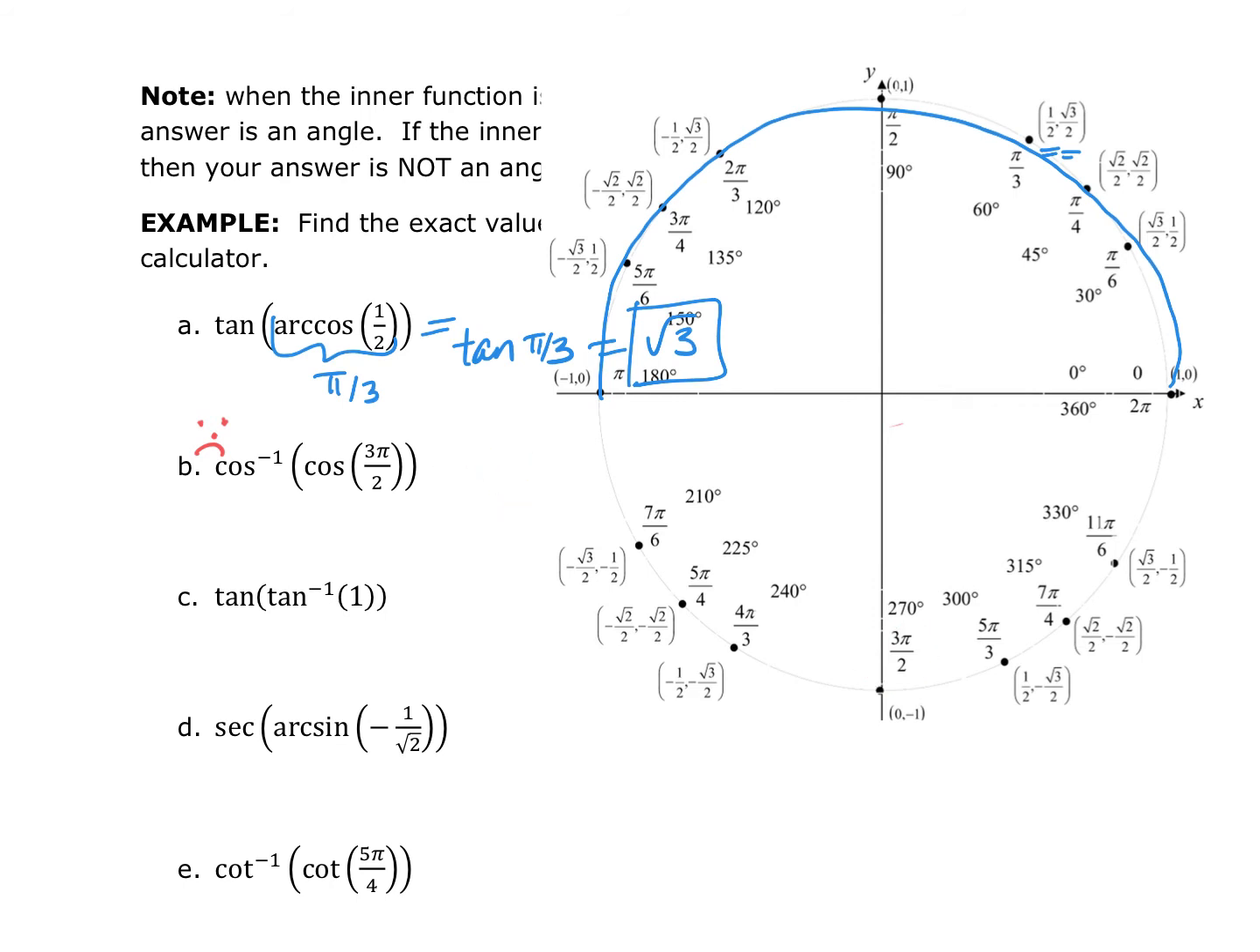So what I have to do then is evaluate this inner function first. This inner function, the cosine of 3 pi over 2, is 0. So this is really asking me to find the cosine inverse of 0. So now I go to my blue arc, and I say, where on my blue arc do I see the x value equal to 0? And it's straight up, so that's pi halves. So that's my final answer. There's no other answer. That's it.